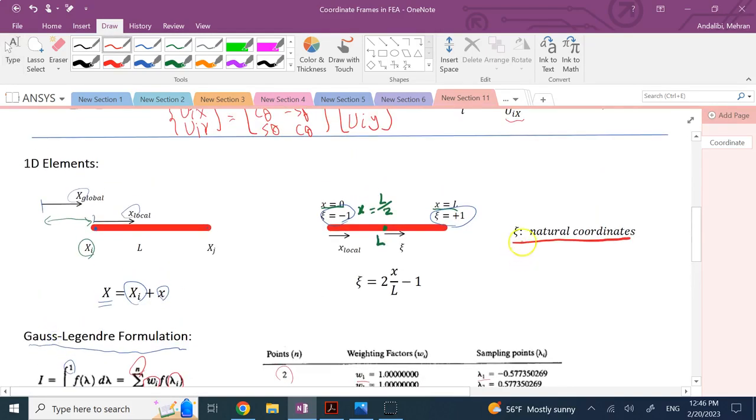So I just wanted you to know that there is such a thing as natural frames or coordinates in elements. So this is the 1D elements, right?